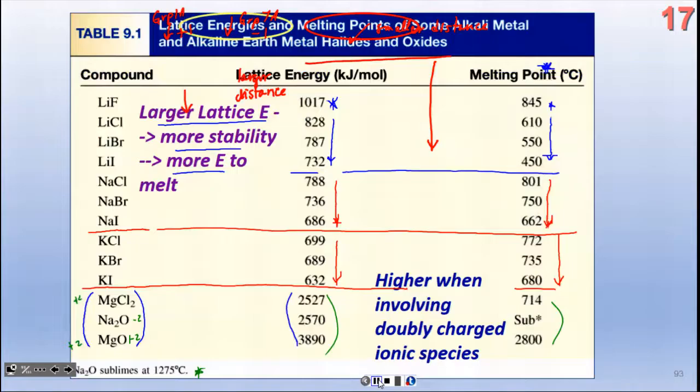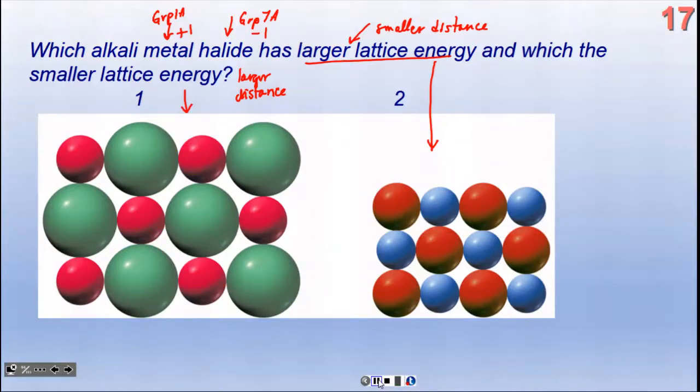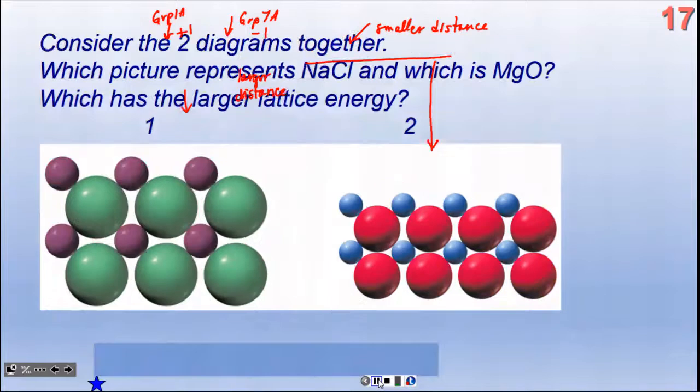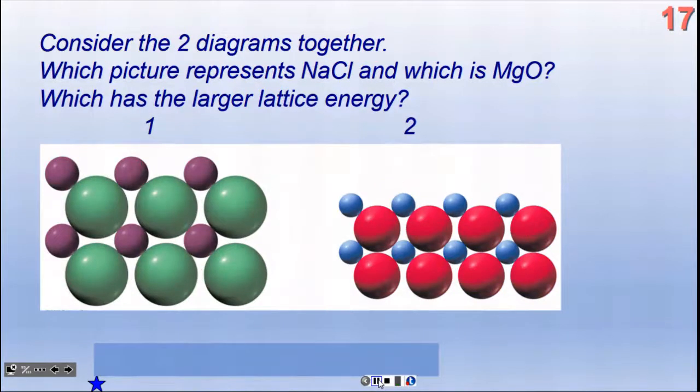So let's look back at that. As the anion that's combined with lithium gets bigger, the lattice energy goes down with each successively larger halogen anion. That fits. Okay, we'll try another one. And let's see what we can do with these ones. These are colorful diagrams. On the left, we have green and purple spheres. On the right, red and blue. And one of them is sodium chloride and one is magnesium oxide.